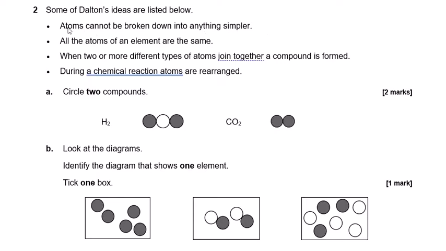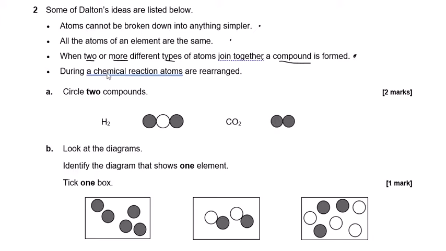So here's the first one. Atoms cannot be broken down into anything simpler. All of the atoms of an element are the same. So that would mean they're the same size, they're the same weight, and they do the same things. When two or more different types of atoms join together, a compound is formed. So that's what a compound is. You've got two or more different types of atoms joined together. That's another important point.